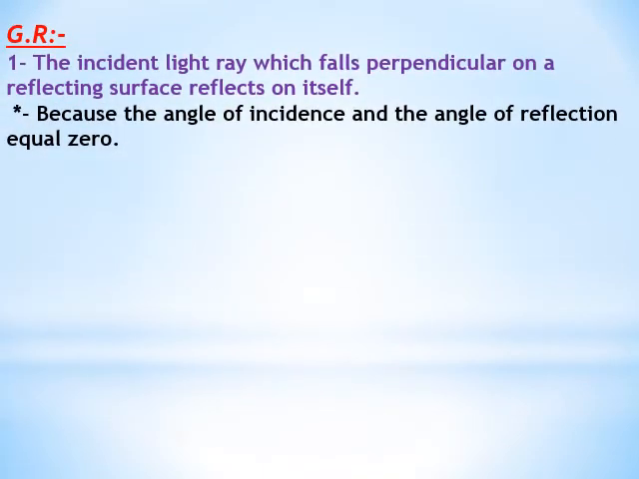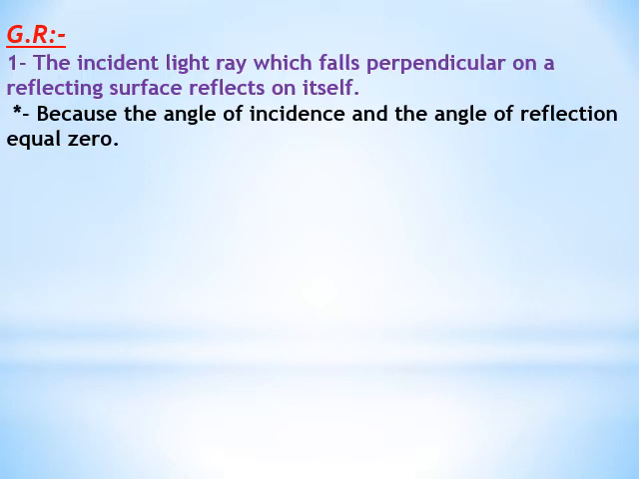Okay? So when the light ray falls perpendicular on a reflecting surface, it will reflect on itself as the angle of incidence equals the angle of reflection equals 0. And this is a give reason question, very, very important. Give reason: the incident light ray, which falls perpendicular on a reflecting surface, reflects on itself because the angle of incidence and the angle of reflection equal 0.